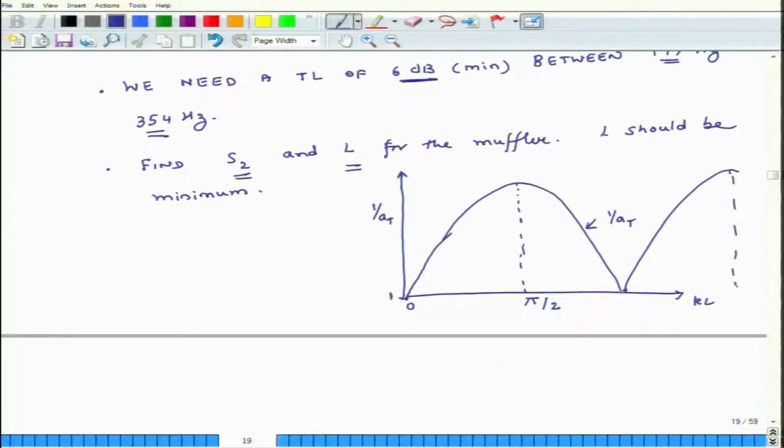And 1 over AT becomes minimum when KL is 0 or pi radians or 2 pi radians or 3 pi radians and so on and so forth. So, this is something important to understand. What that means is, and this is something we have discussed earlier also, that 1 over AT is maximum when KL equals (2n minus 1) pi by 2 radians.